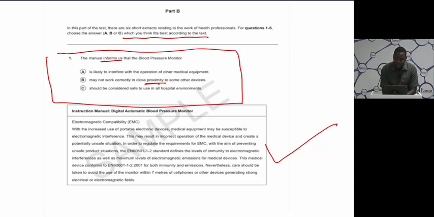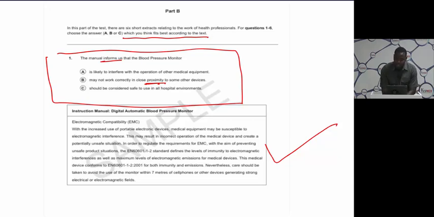C says should be considered safe to use in all hospital environments. If you consider something, that means you think about it in a way. So it should be considered safe to use in all hospital environments. We have to analyze all the answers very well before we even go to our reading itself to try and choose the perfect answer that is the best fit. So now we have analyzed our answers. Let's go straight to the reading itself.